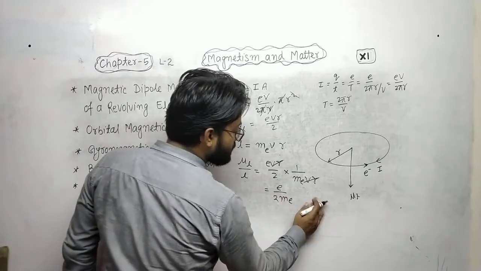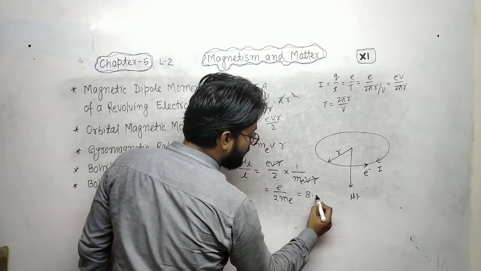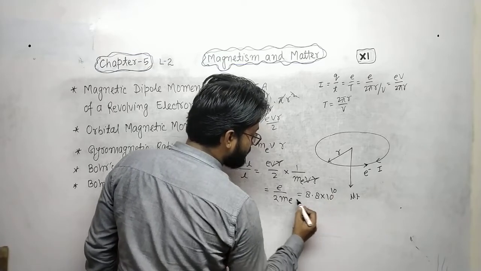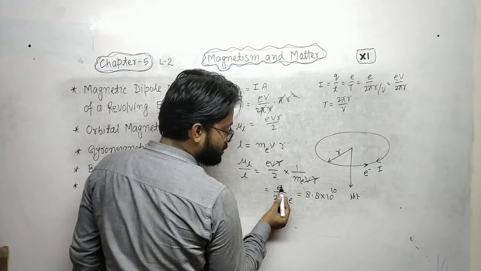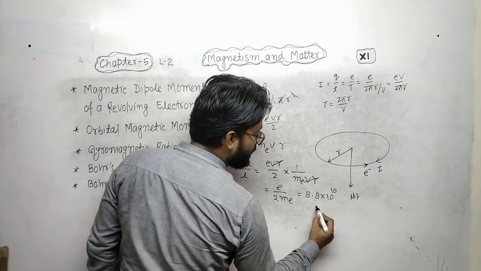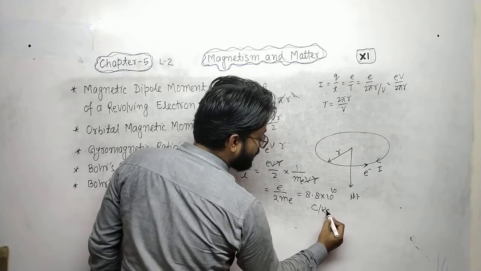The value of this is approximately 8.8 into 10 to the power 10. This is charge and this is mass, so the unit of this is coulomb per kilogram.